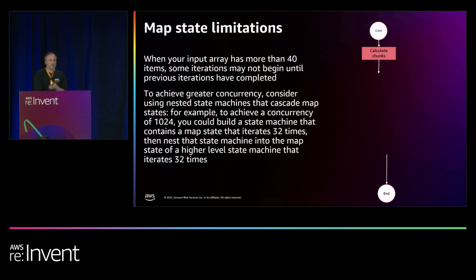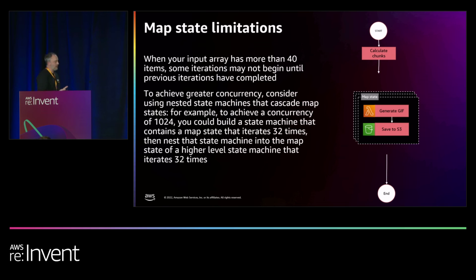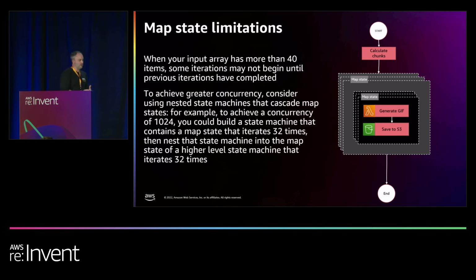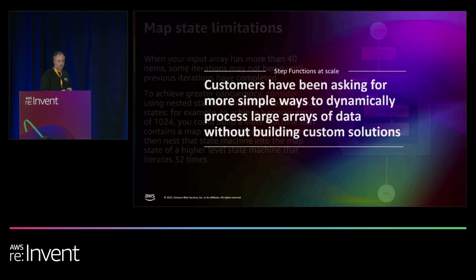Now, I mentioned the map state has a max concurrency of 40, but there are interesting ways you can get around that, right? Let's say you wanted a max concurrency of 32, or let's say you wanted a max concurrency higher, of 1024. So what you can do is set this map state to a concurrency of 32, and you can embed that in another map state, and set that concurrency to 32, and you can scale out in that way to achieve a higher level of concurrency.